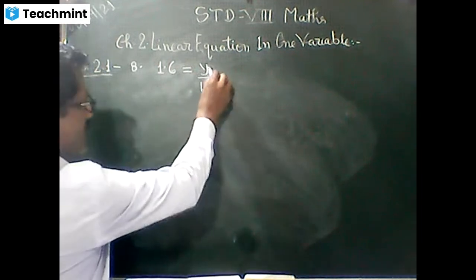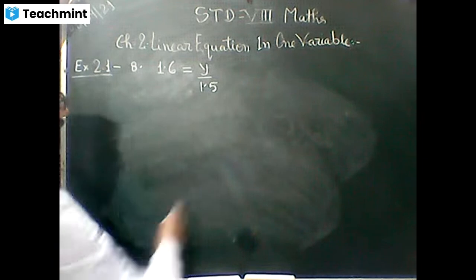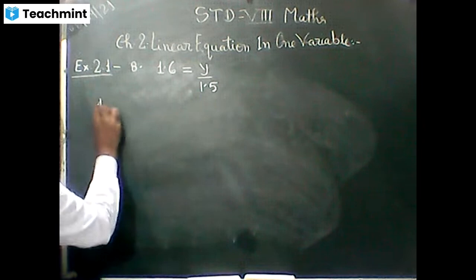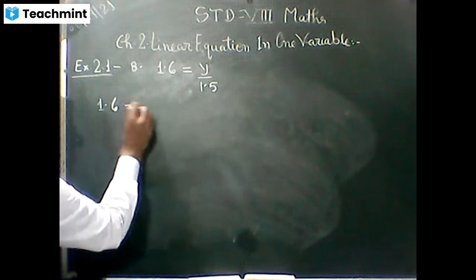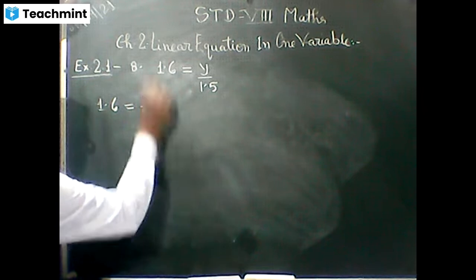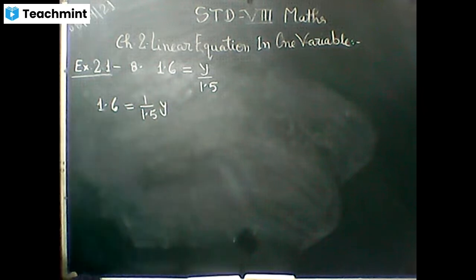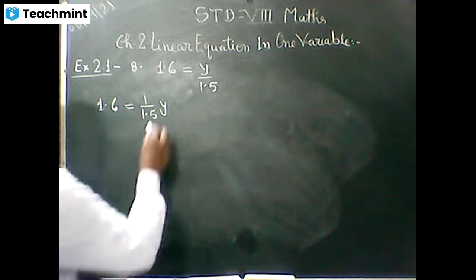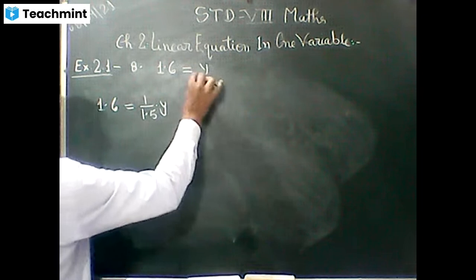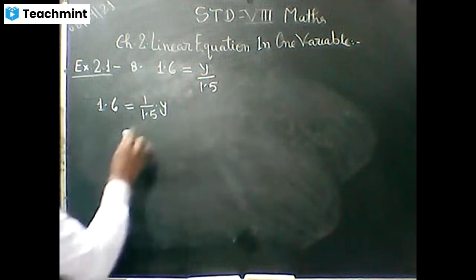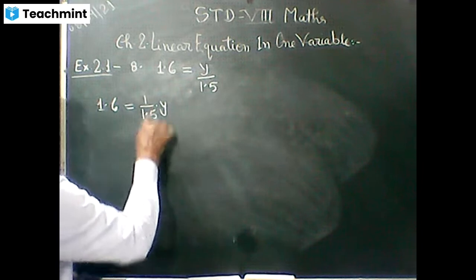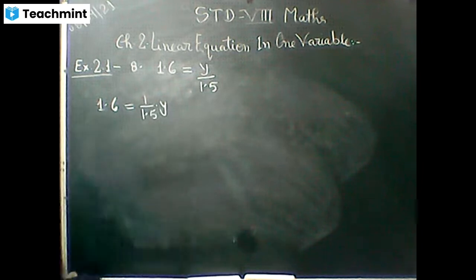In the rational number, y is the variable and the next number is the constant. If we write it, 1 by 1.6 equal to 1 by 1.5 y. We can write in this way. So this is multiplication, and if we say it directly, then it is division. So here is the multiplication. So we have to transpose 1 by 1.5.